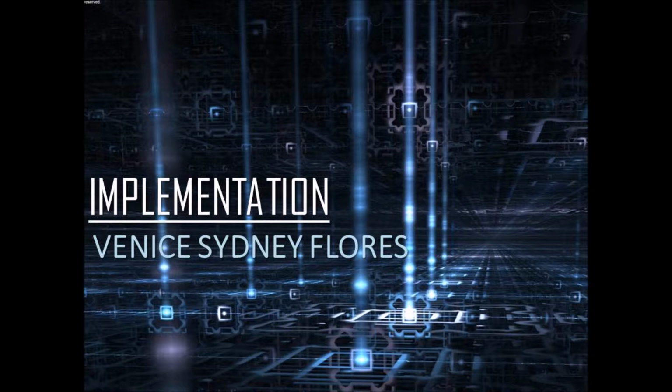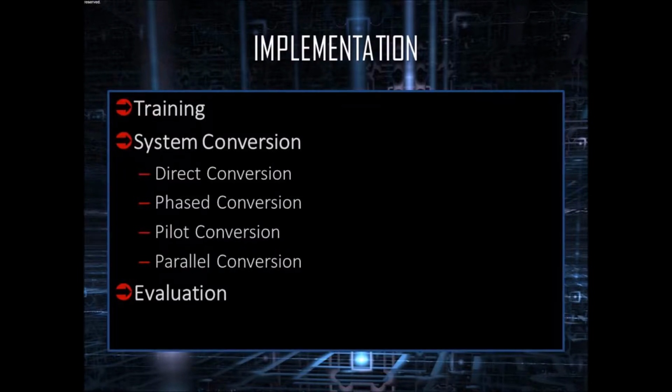The stages involved in the implementation are training, system conversion, and evaluation. So in order to achieve the deliverable of acceptance and meeting of the objectives, the new system being built must be tested. Aligned with this, the end users must be fully trained so the company will benefit from the new system.